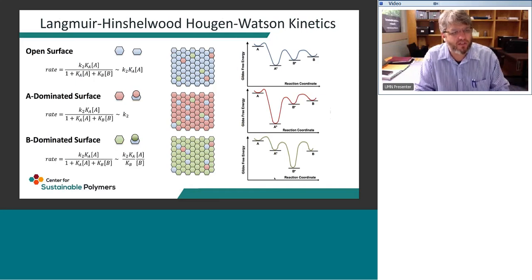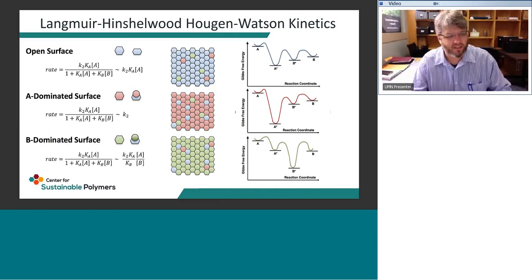And we can reduce our complex rate expression to just K2 times capital Ka times A, which means our rate will be first order in reactant A. If we change the thermodynamics of our adsorbed intermediate species, A star and B star, you can see for the red line here that A star is very low in energy, and you'll end up with an A-dominated surface.